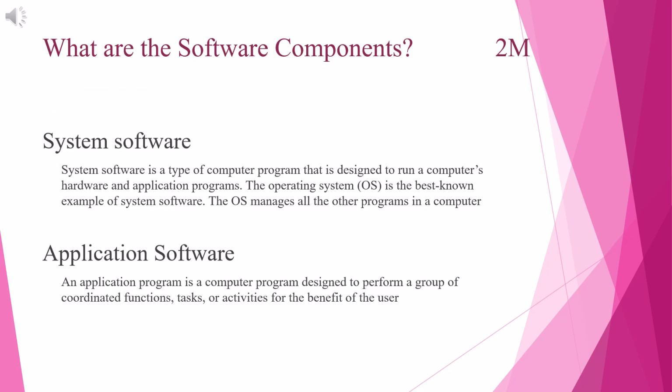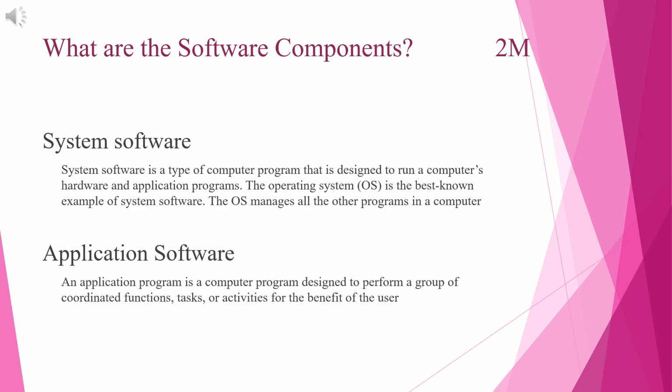First, we have system software. This type of software is responsible for running the computer's hardware and basic functions. The most common example is the operating system, or OS, which manages all the other programs on the computer and acts as a bridge between hardware and software.